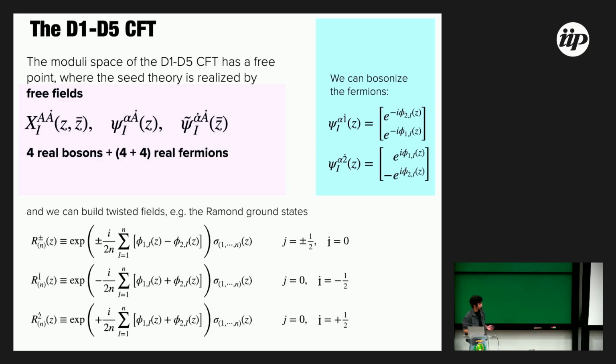And, well, you can build states. There are many states in the CFT. I'm putting here an example of states. These are Ramond ground states. They are ground states in the Ramond sector, but they are twisted.